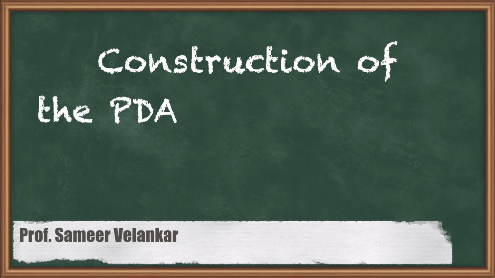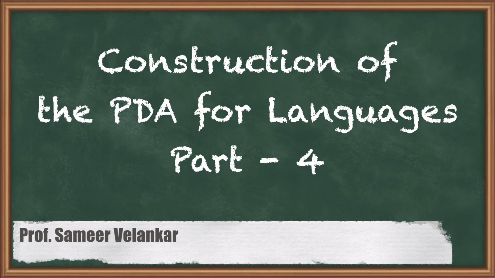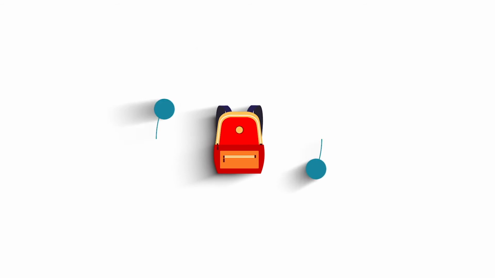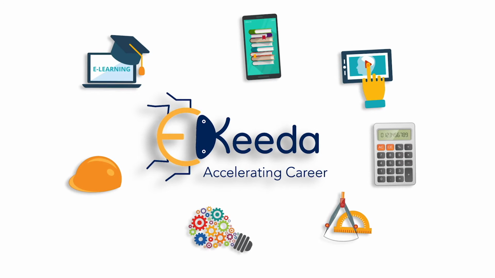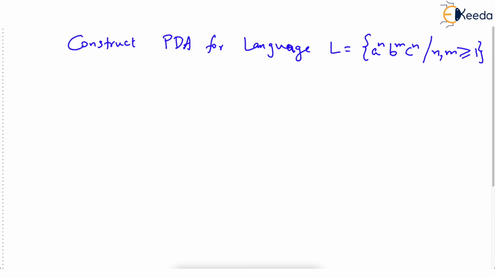Hello dear students, let's see how to construct a PDA for one more language. Now observe that in this question, we are asked to construct a PDA for the language L equal to a^n b^m c^n, such that n and m both are greater than or equal to 1. First try to understand the language.